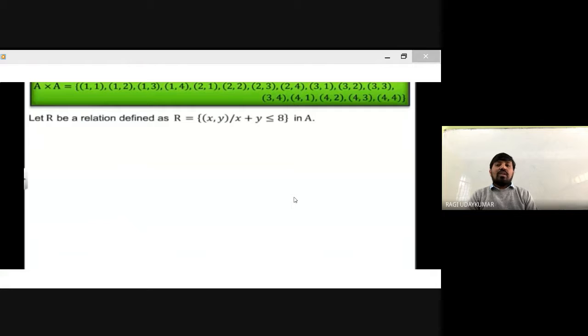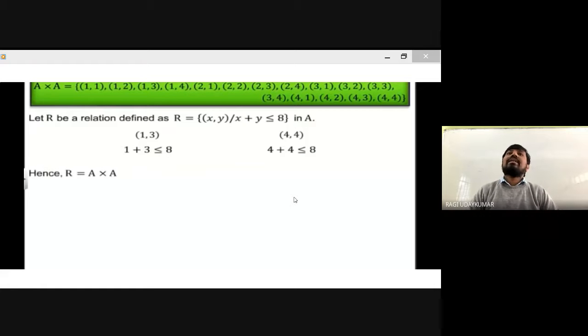Now take another example. If the question gives you x plus y is less than or equal to 8, what do you get? (1,3) is less than or equal to 8. (1,1) also, and (1,2) also, because 1 plus 2 is 3. Like that, all the elements in the set A satisfy that condition. The condition here is x plus y less than or equal to 8.